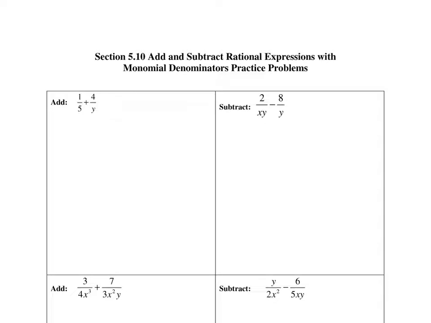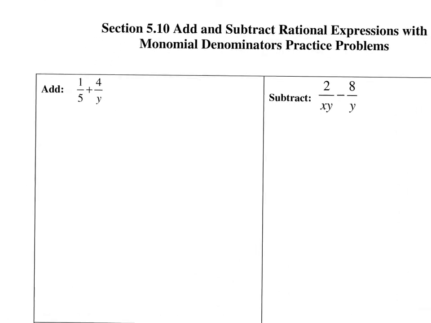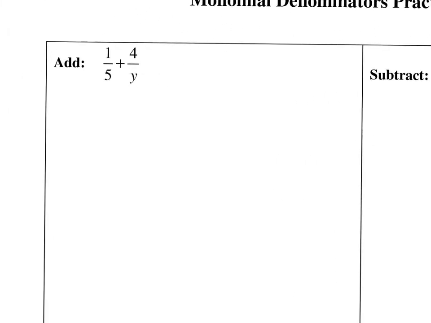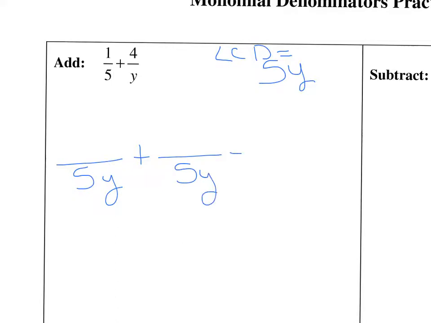All right, now we're going to practice with different denominators. So if you watch the lesson, we know how to find a common denominator. The common denominator has to have all the factors of both of the original denominators. So we're going to have a 5, and we will also have to have a y. So that gives us a common denominator of 5y. So I'm writing two new fractions with a denominator of 5y, and my answer will have a denominator of 5y.